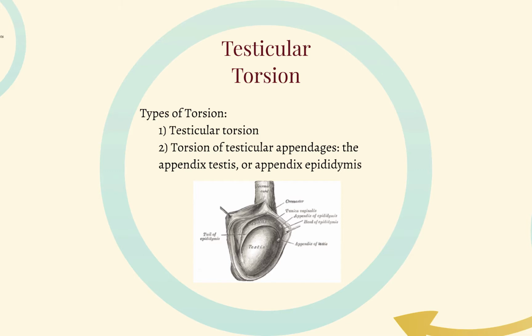Types of torsion include testicular torsion and torsion of testicular appendages. Testicular appendages include appendix testes and appendix epididymis, both of which are embryological remnants of the Mullerian and Wolffian ducts, respectively. These form connections to the tunica vaginalis, as you can see in this figure.